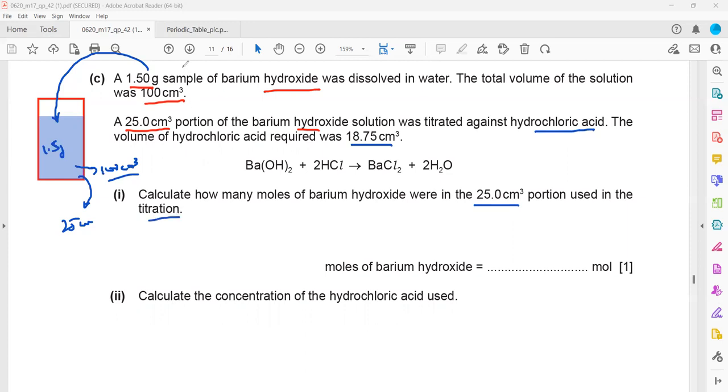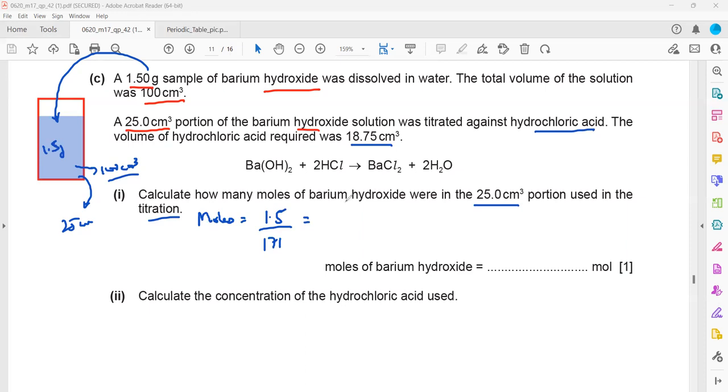Mass over molar mass. Yeah, but the thing is, first we will find the total moles in 100 cm3, but we did not take 100 cm3, we just took 25 cm3. So first we'll find the moles in 100 cm3 and then take a ratio to find the moles in 25 cm3. To get the moles, we'll use the formula: moles equal mass in gram, which is 1.5, divided by the molar mass of barium hydroxide. That was 171. We did that in the previous part. So 1.5 divided by 171.